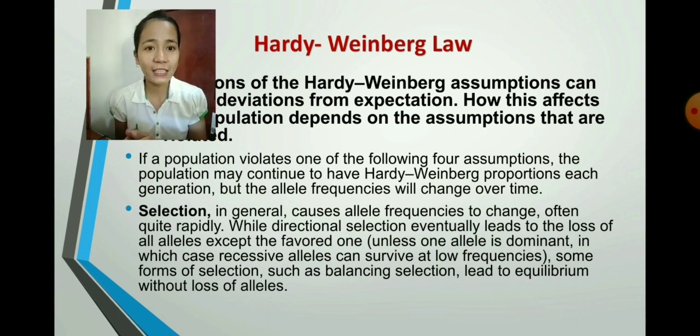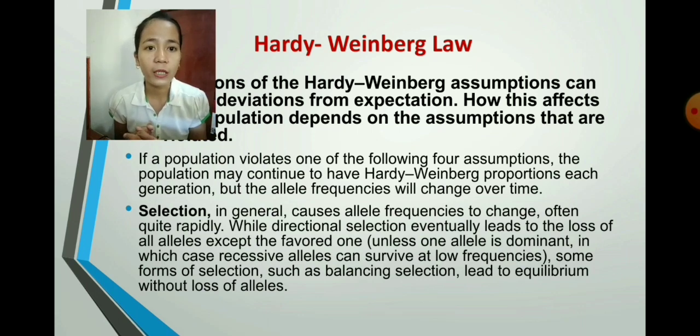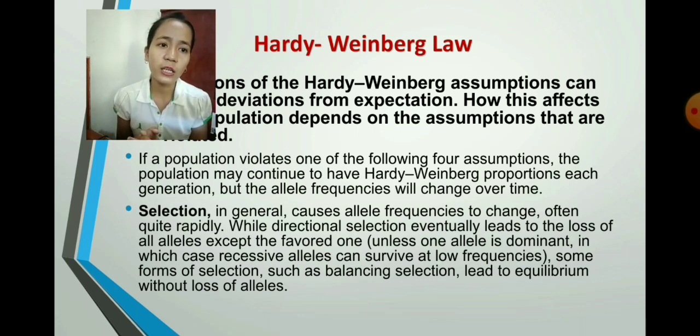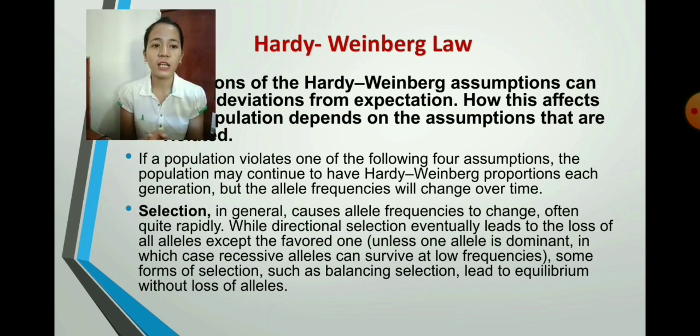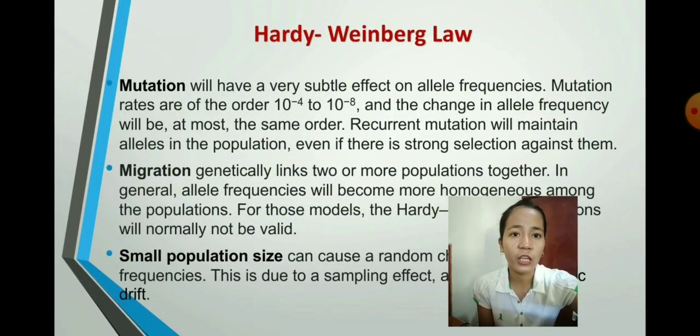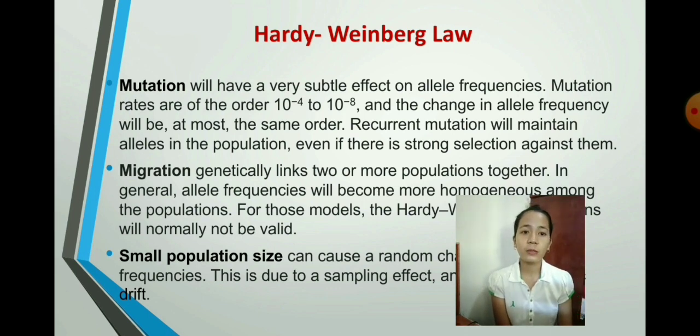So, selection in general causes allele frequency to change, often quite rapidly, while directional selection eventually leads to loss of all alleles except the favored one, unless one allele is dominant, in which case recessive alleles can survive at low frequencies. Some forms of selection, such as balancing selection, lead to equilibrium without loss of alleles. We have also mutation. Mutation has a very subtle effect on allele frequency, and recurrent mutation will maintain alleles in the population even if there is selection strongly against them.